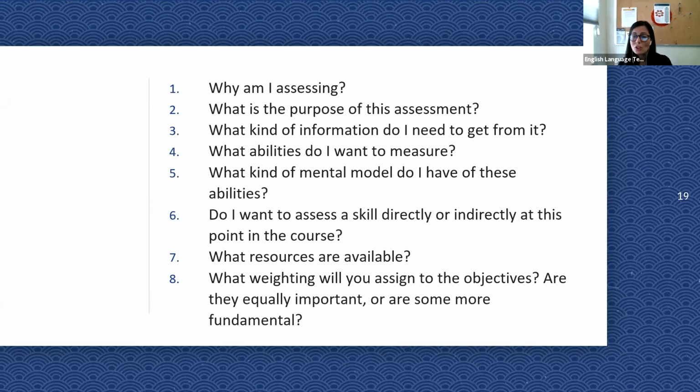Objectives, right? So when you create a test, you're testing the different learning outcomes in one test. Let's say you're testing two learning outcomes on a test. Will they receive the same weight when you are creating your test? Will it be 10 points for this and 10 points for this outcome? Are they equally important, or are some more fundamental than others? Will that determine how many points you allocate for each question?